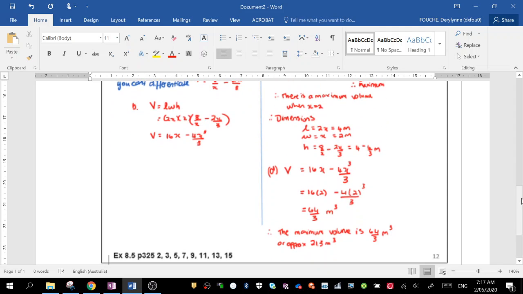They then asked for the dimensions of the cube when there's going to be a maximum volume. So I found my length is 4, my width is 2, and my height will be 4 minus 4/3 meters. Okay. They then asked what that maximum volume will be. So I substitute the value of 2 into my volume formula, and I get 64 over 3 cubic meters.